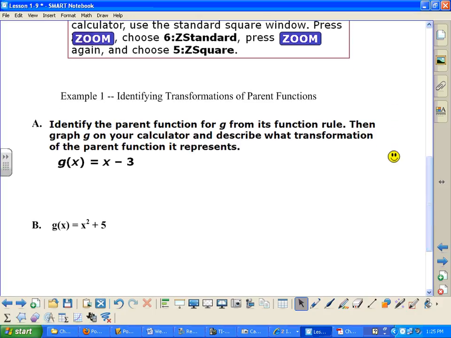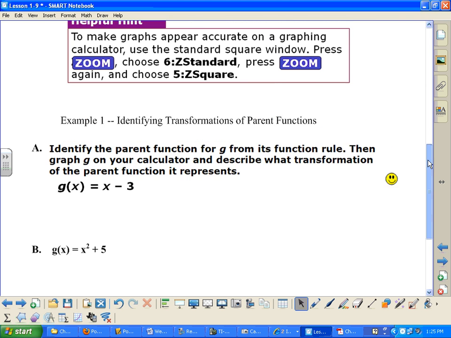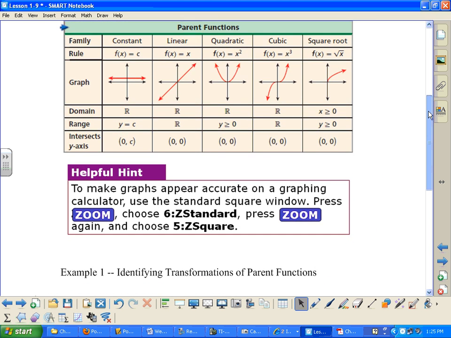Identifying a parent. For letter A, they want us to identify the transformations of parent functions. So we want to identify the parent function for g from its function rule, then graph it on our calculator and describe what transformation it represents. So x minus 3. First of all, what's the parent function here? If it just says x minus 3, which one of these 5 is it?